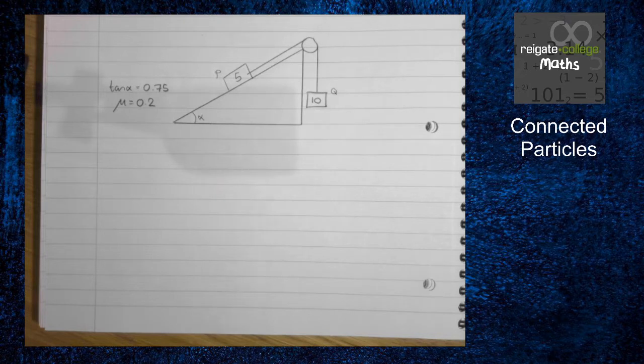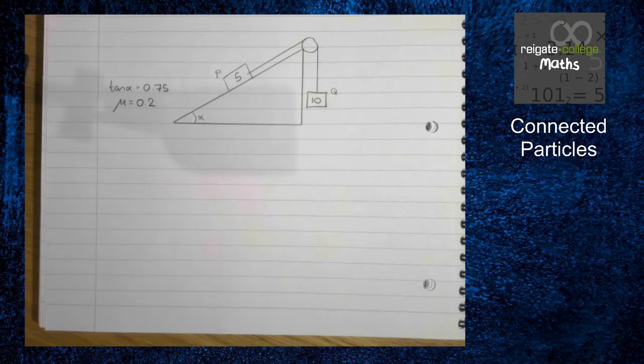So lots of assumption words there. Light inextensible string, so the string doesn't have any mass and it doesn't stretch. Smooth pulley, so it doesn't have any friction in it. This pulley is also small, which means that the size of the pulley is irrelevant. And then the plane is rough, so it means there's friction.